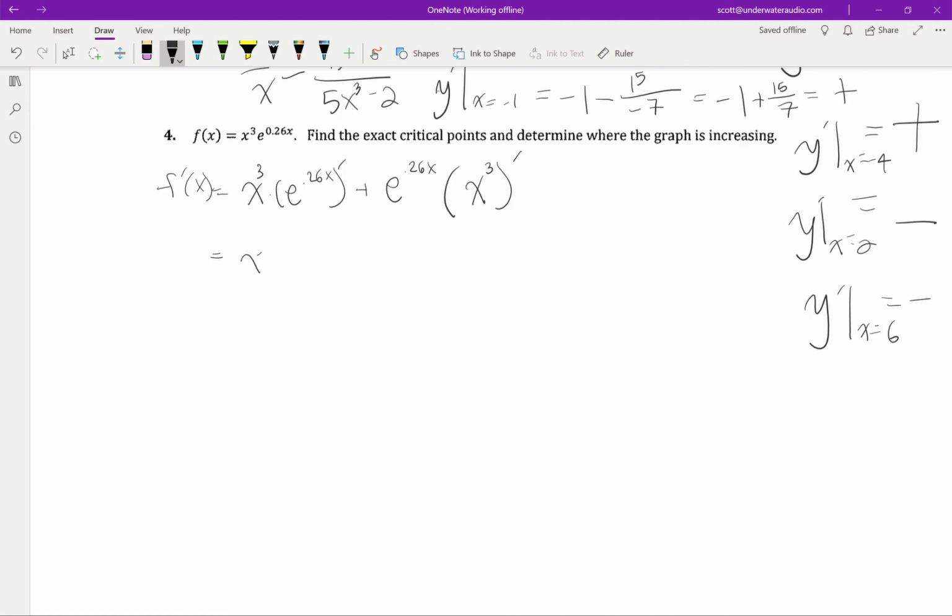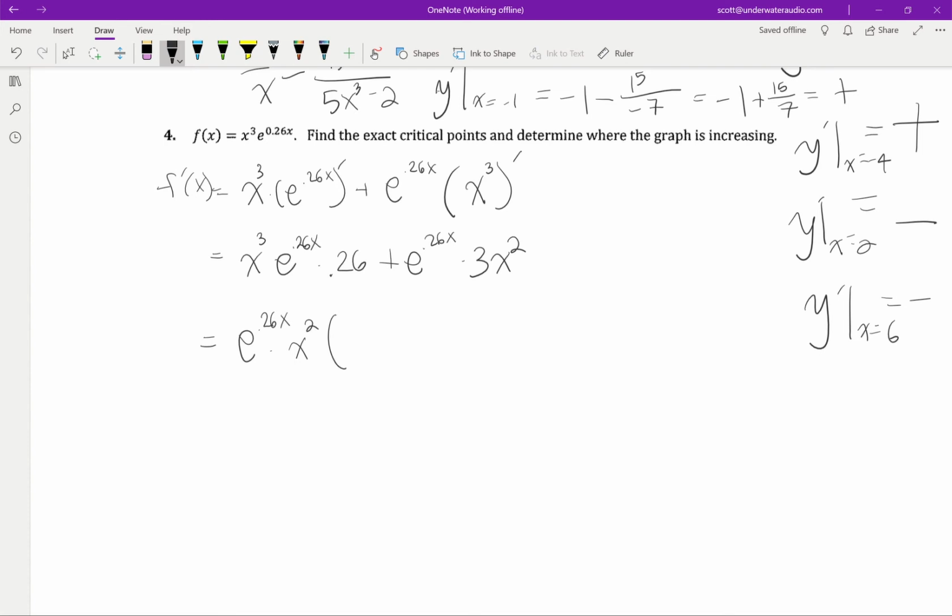Okay, so x cubed, and then the derivative of e to a power is e to the same power, times the derivative of the power, which is 0.26. Plus e to the 0.26x times the derivative of x cubed, which is just 3x squared. So a little bit of simplification can happen here. In fact, I think I will factor out an e to the 0.26x times x squared.